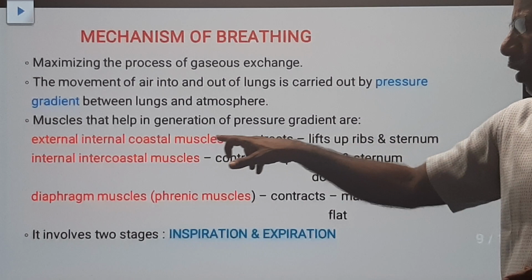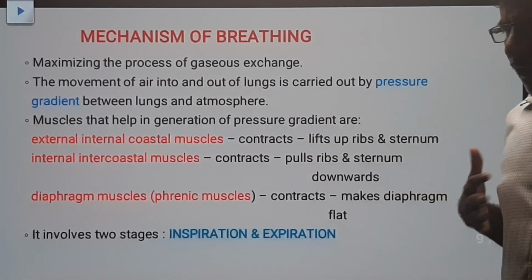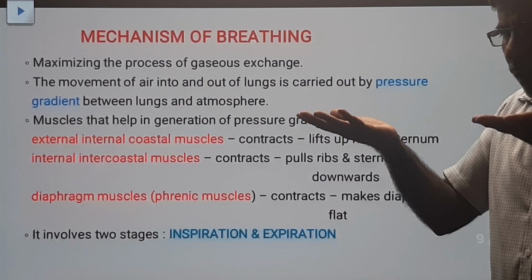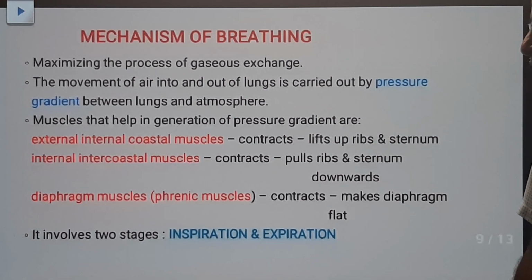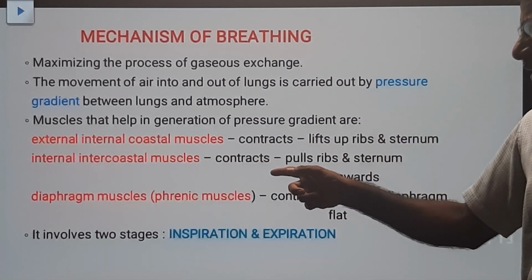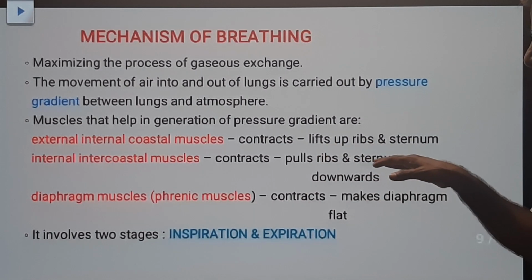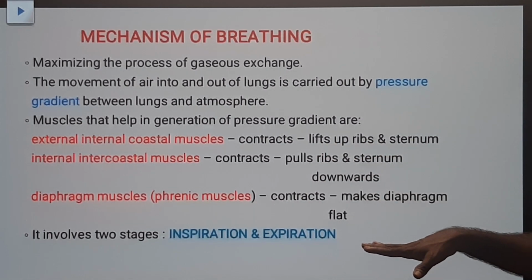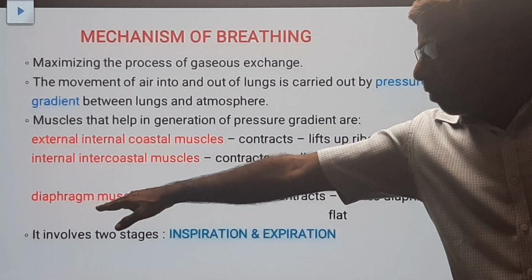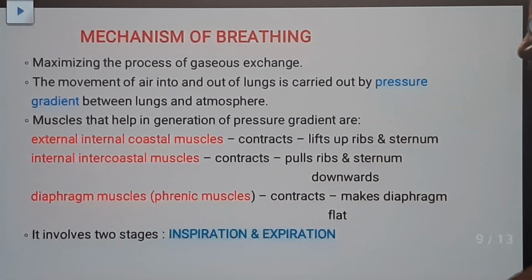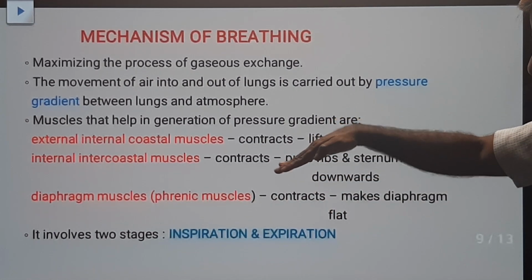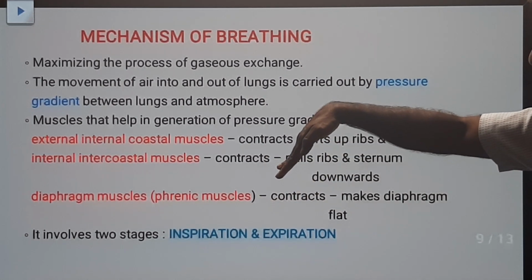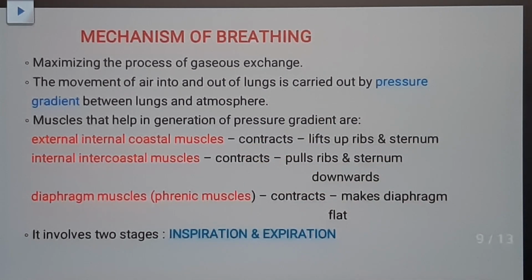The contraction of the external intercostal muscles lifts the ribs upward, as well as the sternum. Whereas the contraction of the internal intercostal muscles pulls down the ribs and sternum. Next, the diaphragm: the phrenic muscles are present there. The contraction of the phrenic muscles makes the dome-shaped diaphragm come to a flat position.